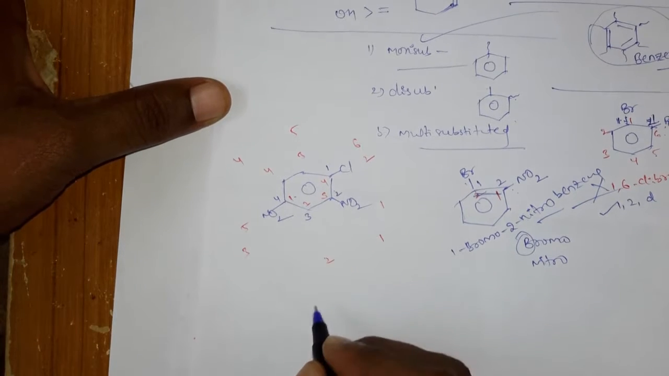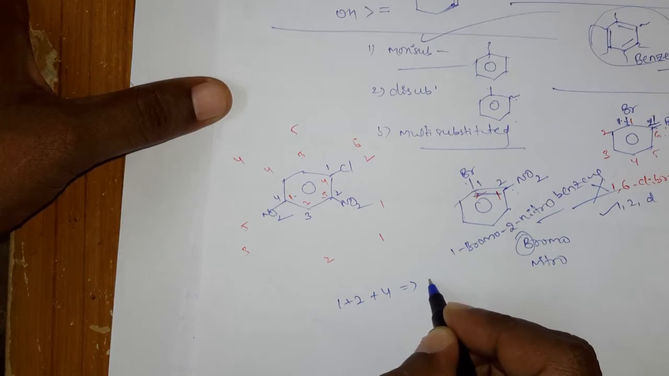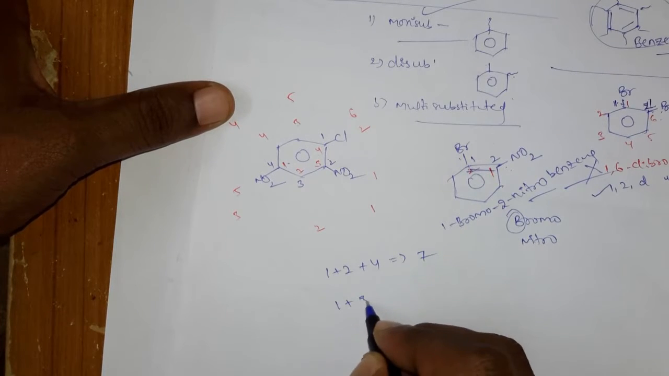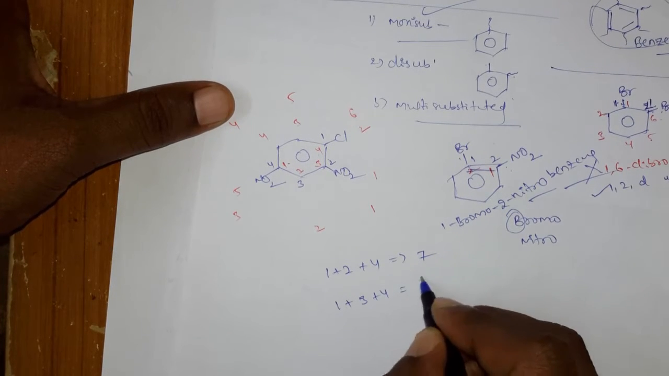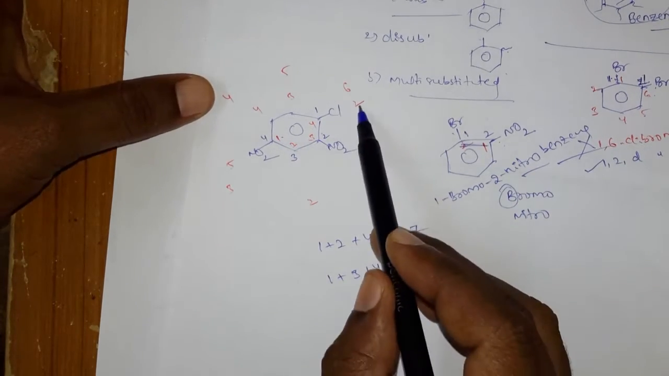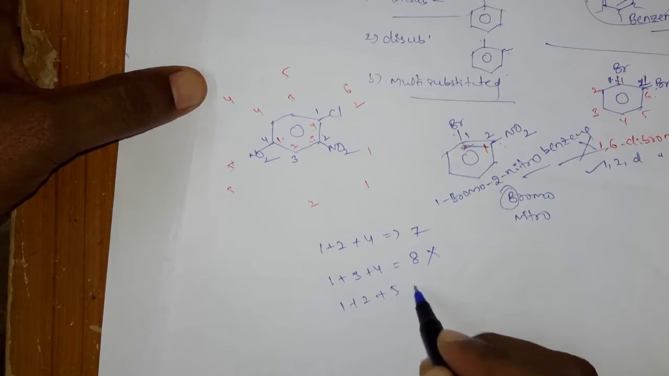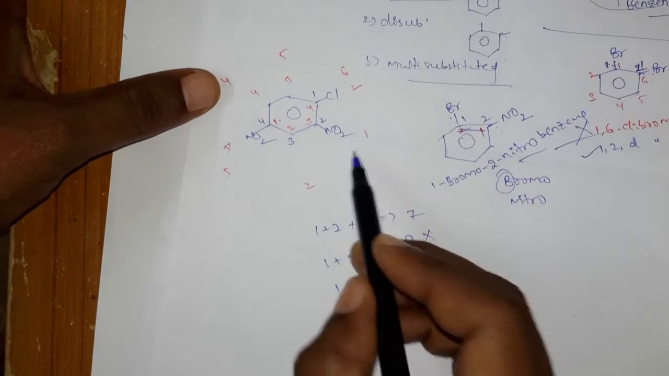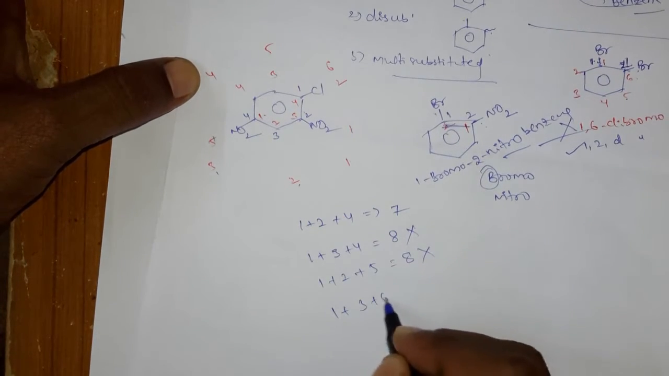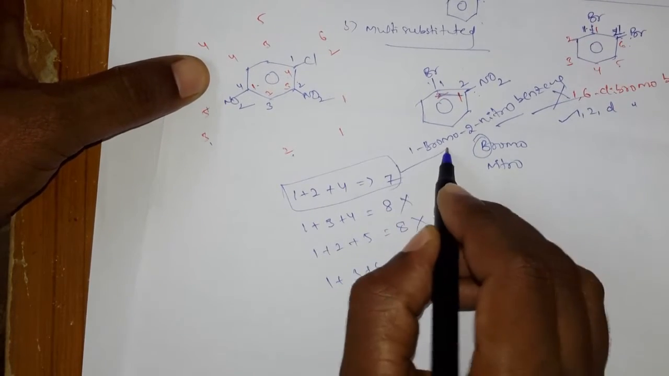So in the first case, 1 plus 2 plus 4, this is 7. In the second case, 1, 2, 3, 4, that means 1 plus 3 plus 4, that is 8, so wrong. And the third case, 1, 2, 3, 4, 5, so that 1 plus 2 plus 5, that is again 8, so wrong. And the fourth case, 1, 2, 3, 4, 5, 6, so that 1 plus 3 plus 6, so here it is 10. So again it is wrong. So that is the only possibility, the smallest locant rule.